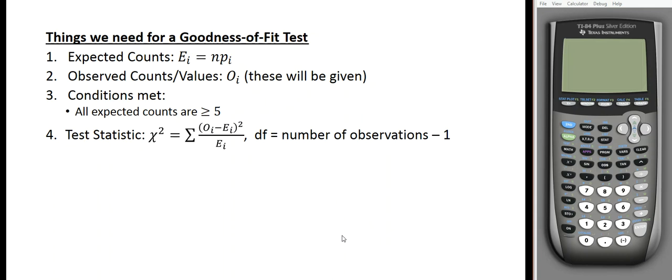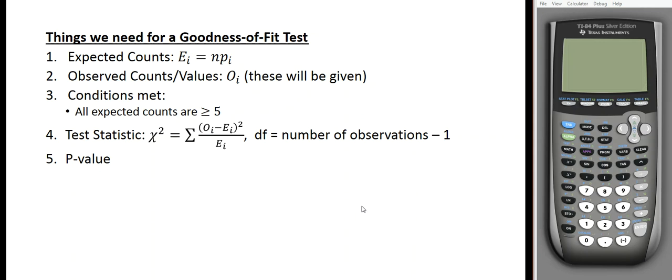Number 4, we have our test statistic. This one's going to be a little bit different than our Z or T. You know that the Z and T are pretty similar, so this is our brand new formula here. Remember, this capital sigma means sum, so we're going to add up all of the observed values minus expected values, squared, divided by the expected values. Degrees of freedom here are the number of observations minus 1. So on our die, we had 6 different possible outcomes, so 6 minus 1 would give us a degrees of freedom of 5.